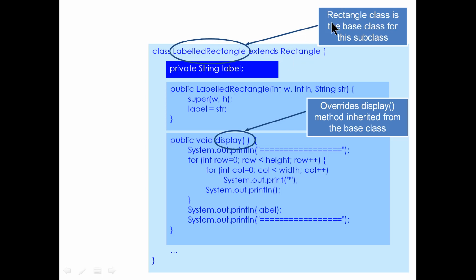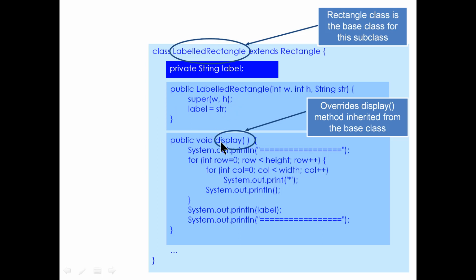LabelRectangle is a subclass, and you have a private property label, and you have a parameter constructor. But you understand that you are actually having three. Height and width are the properties of Rectangle, and str is the string, which is the property of the LabelRectangle. So super(width, height): you call the constructor of the Rectangle class and pass width and height there. That is actually the first line, and by saying super, you're calling the constructor of the super class.